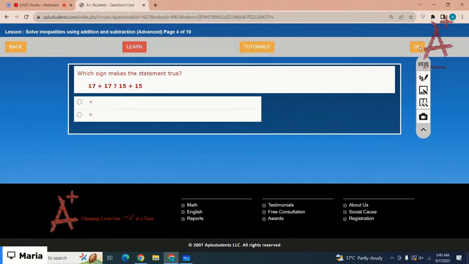Which sign makes the statement true? 17 plus 17 and 15 plus 15, which is the correct option? 17 is greater than 15, right? And you are adding 17. So 17 plus 17 is greater than 15 plus 15. That would be greater.